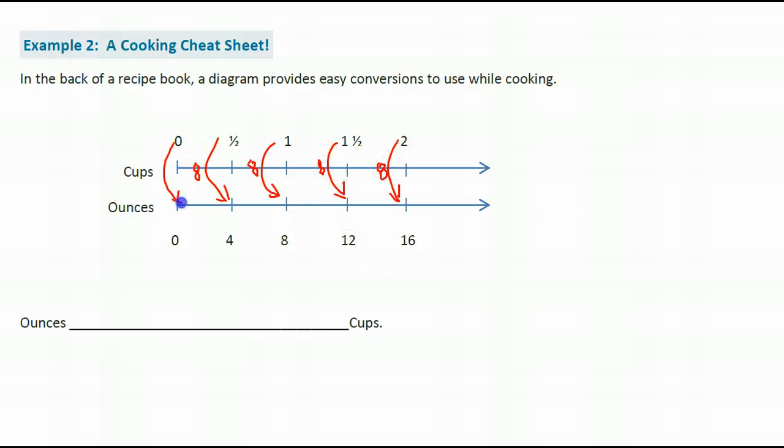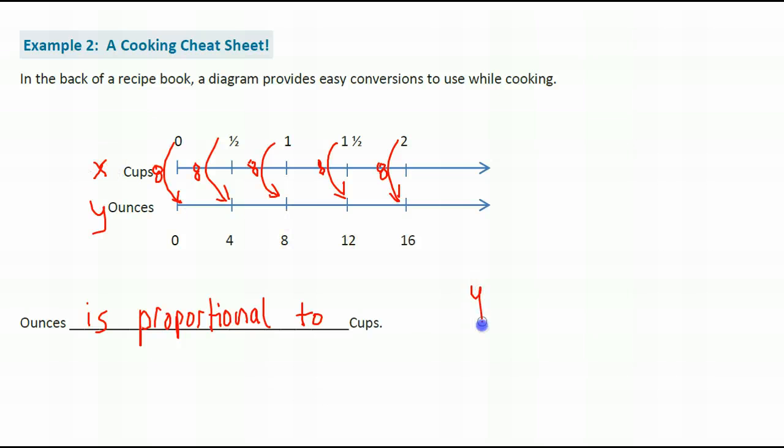Does it hold true for 0 and 0? Yes, it does, because 0 times 8 is 0. So because we can multiply by the same number each time to go from one measure to the other, to compare one measure to the other, then we have a proportional relationship. So I can say ounces is proportional to cups. And if I wanted to put variables onto this, I'll call y the ounces and x the cups.